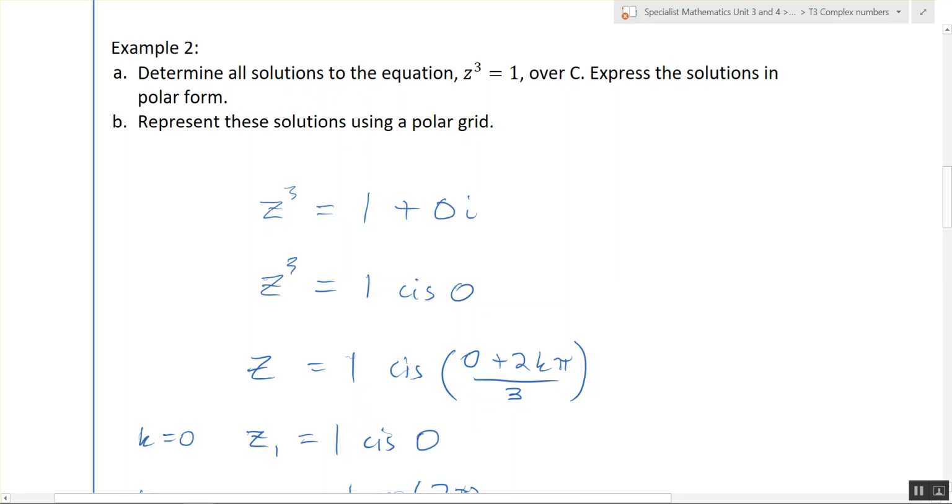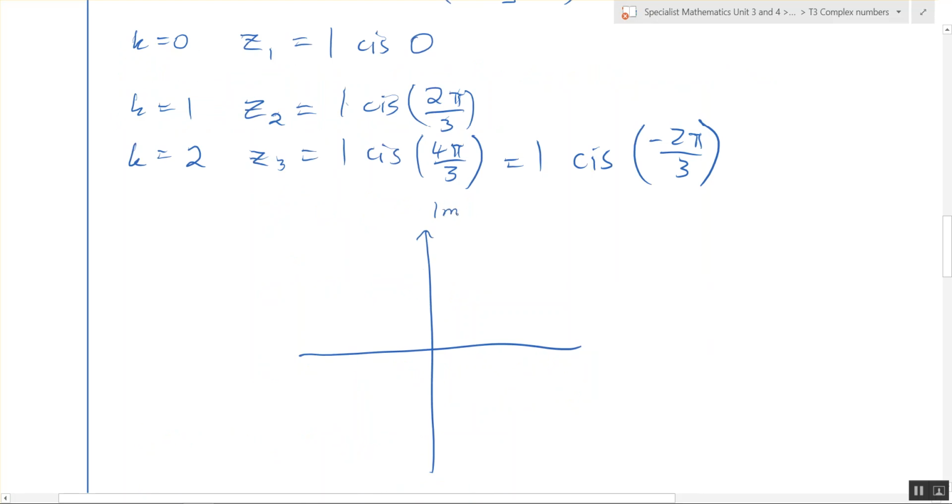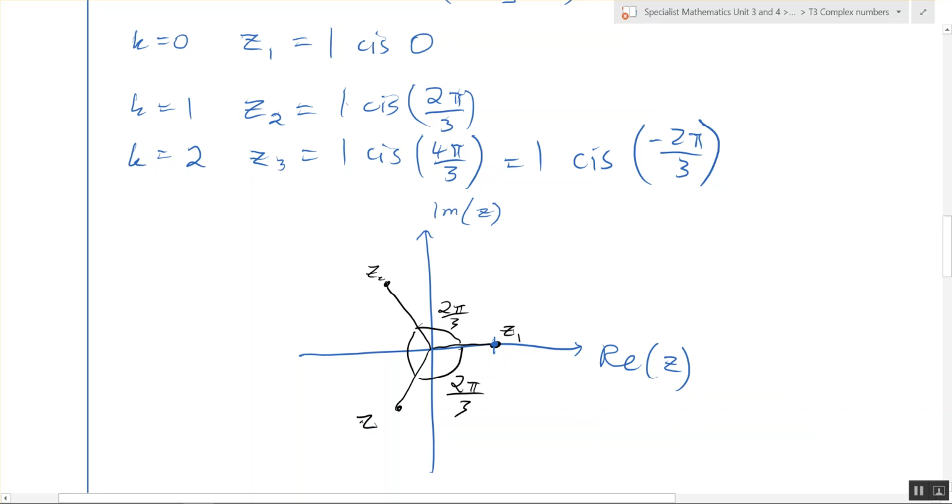Now it wants us to put them on the polar grid. If you want to look at them, the difference between them is the same. So they're all separated by what? 2 pi over 3. So on here, you write down z1, z2, and z3.